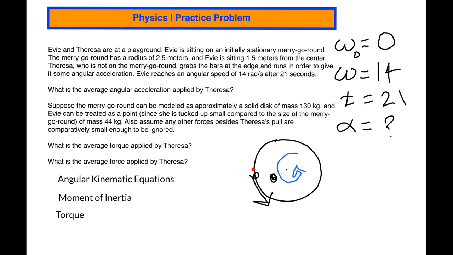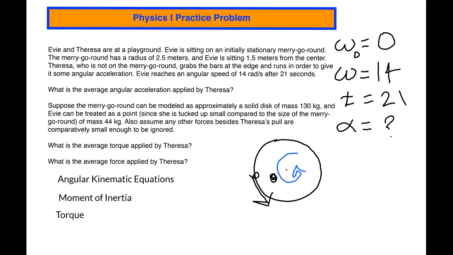We have a bird's eye view here of our merry-go-round disk, and we've drawn just a dot here to represent Evie, and here we see Teresa on the outside applying a force running, which creates this rotation, this angular acceleration of our disk. We'll also then fill in what we know for our variables and what we're looking for.